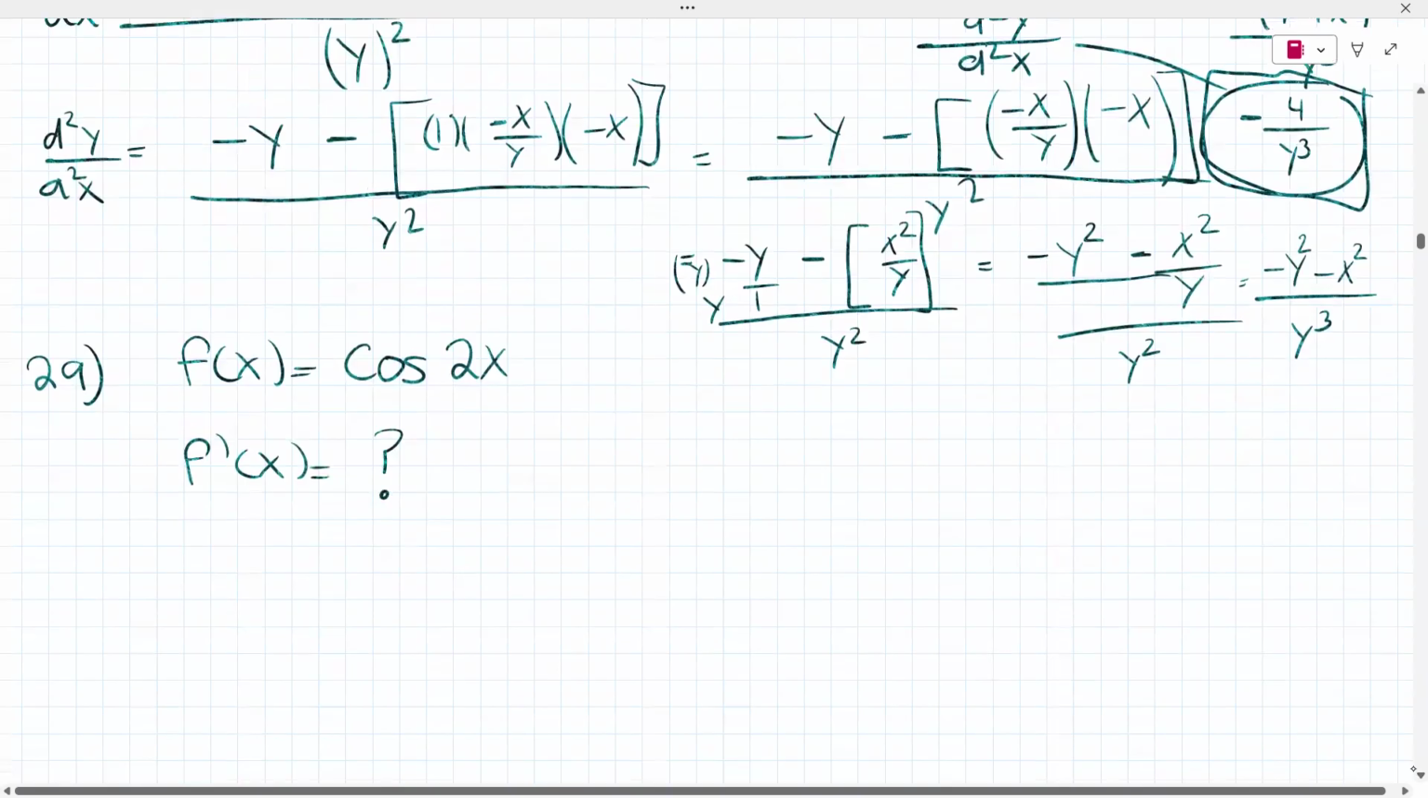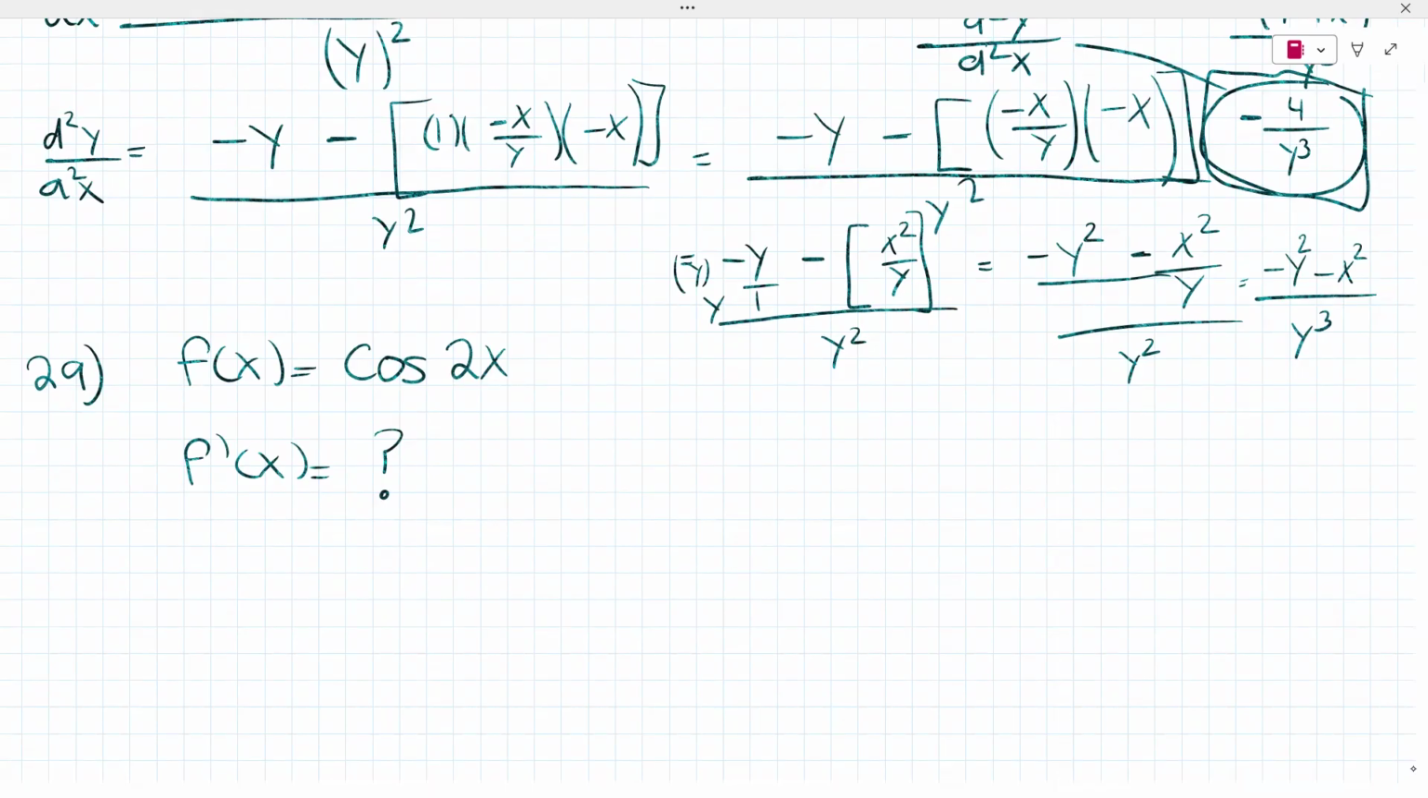Twenty-nine says we have f of x equals cosine of 2x. We must find f prime of x. So this one's not too bad. How would we find this? It's just we take the derivative of cosine. We use the chain rule, right?